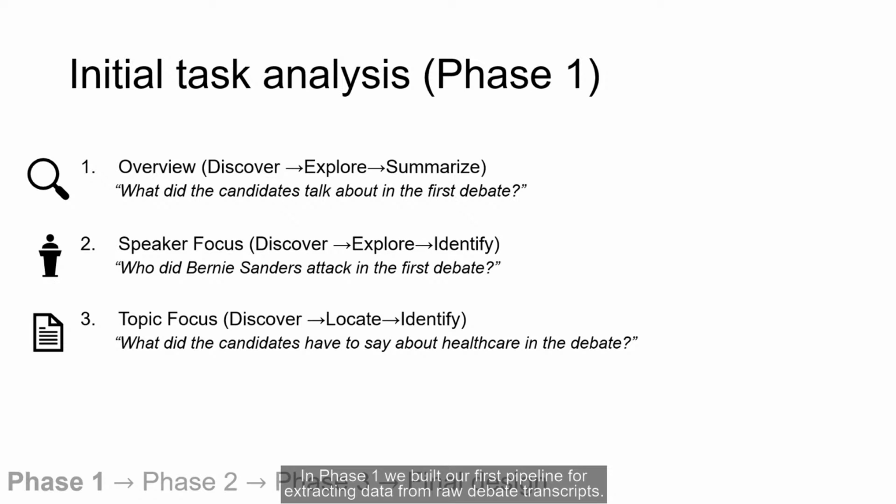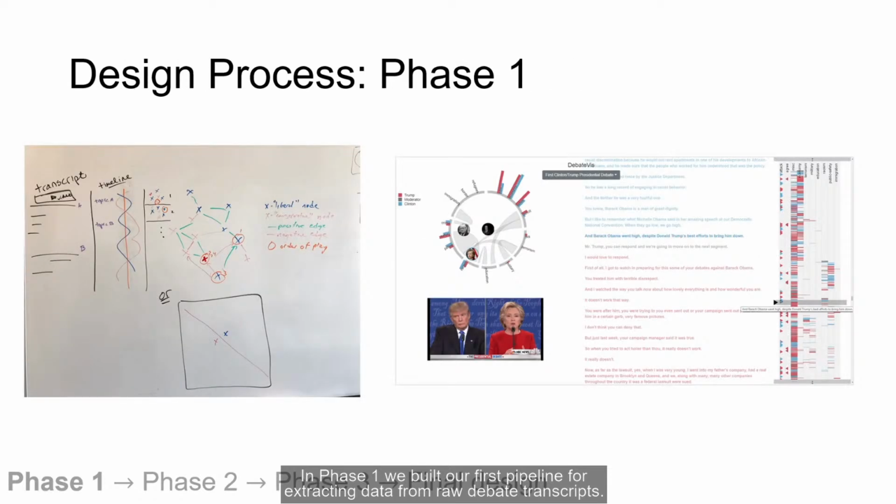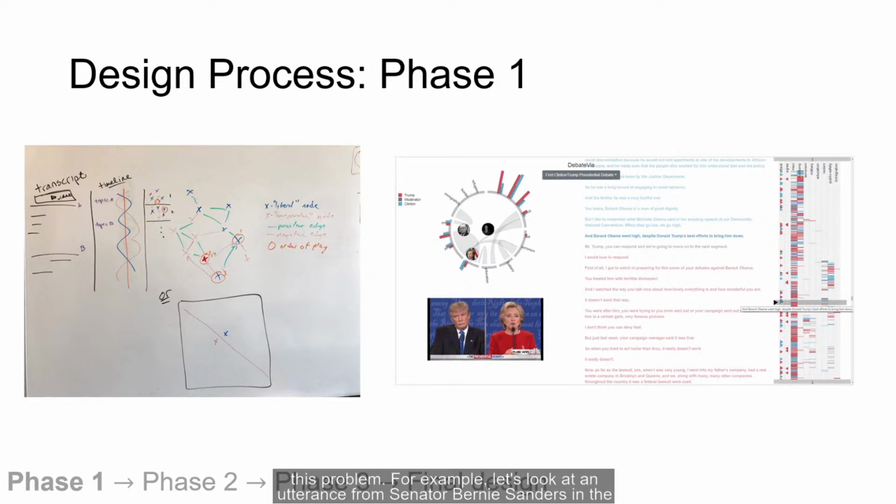In phase 1, we built our first pipeline for extracting data from raw debate transcripts. We extracted 2 types of data: topic labels and speaker interactions. We use a topic dictionary to assign topic labels to each utterance in a debate. The topic dictionary approach requires more manual effort than unsupervised or supervised topic modeling, but also produces more comprehensible results. Additionally, the topics discussed in a debate often reflect news stories and recent campaign developments, so a manual topic dictionary approach is well suited for this problem.